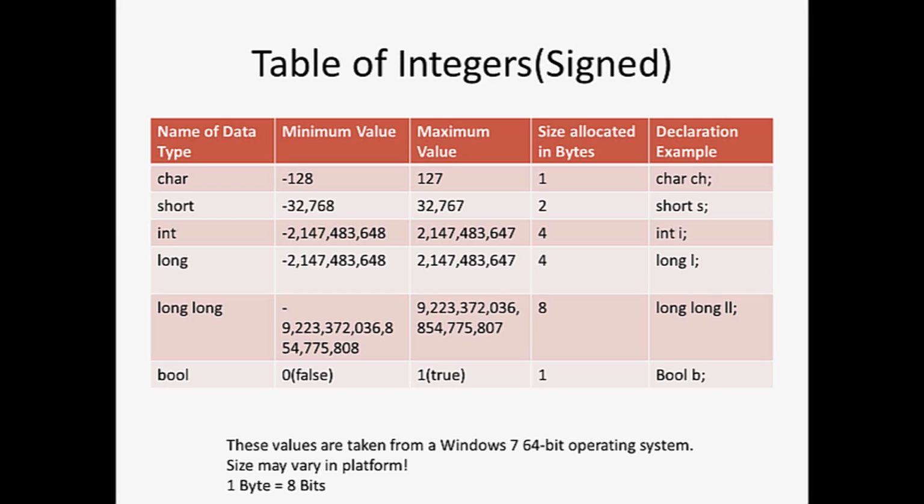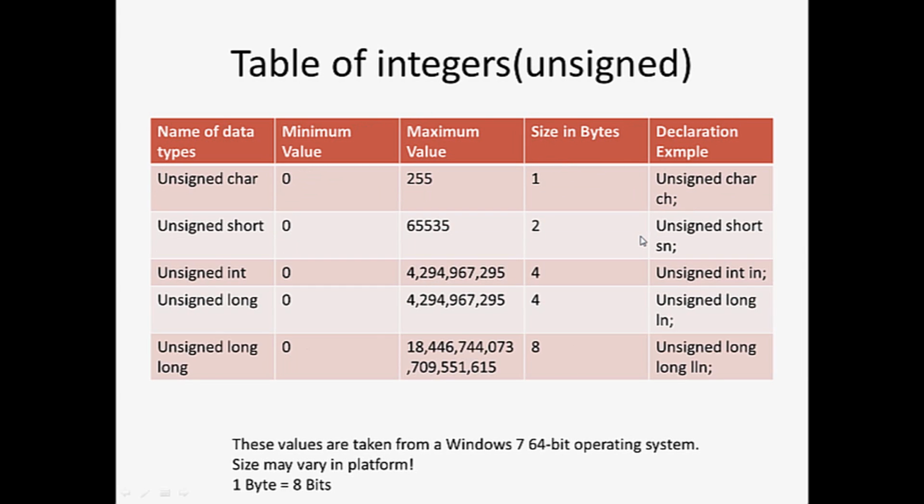So here we have a table of integers that are signed. Note that 1 byte equals 8 bits, and I'm not going to really go into this because you could copy this and pause the video to look into it. It just talks about the minimum value, the maximum value, how many bytes of memory it takes up, and a little declaration example here. Then we have the unsigned again.